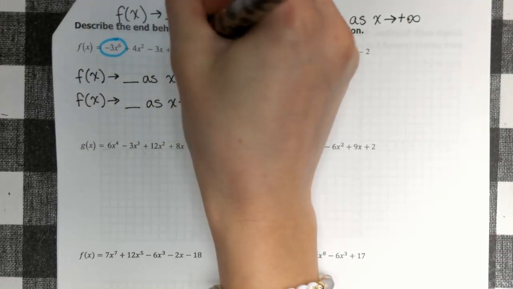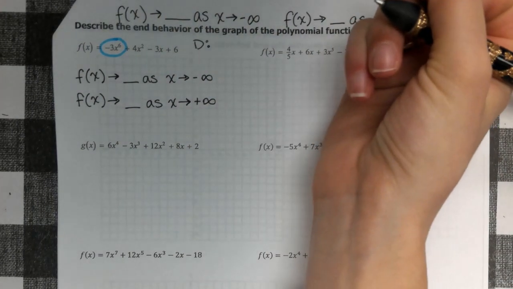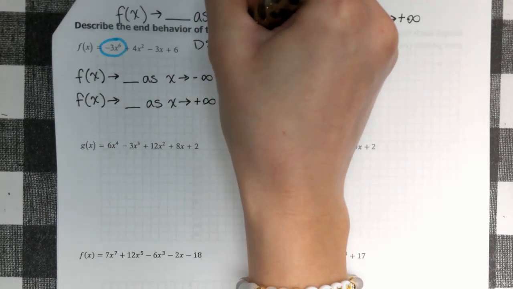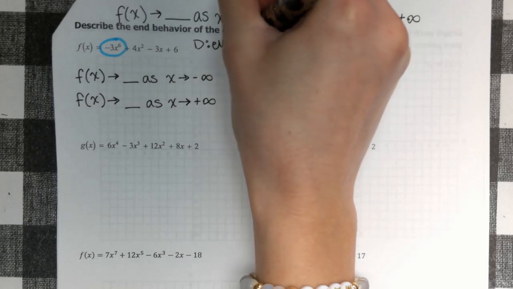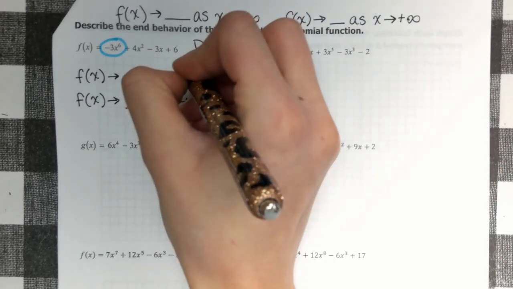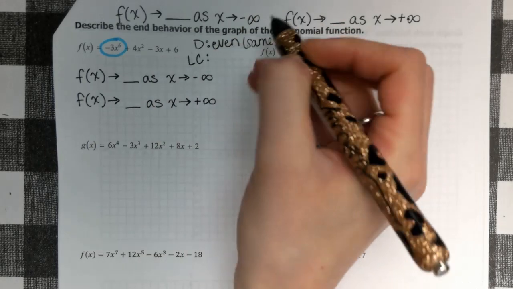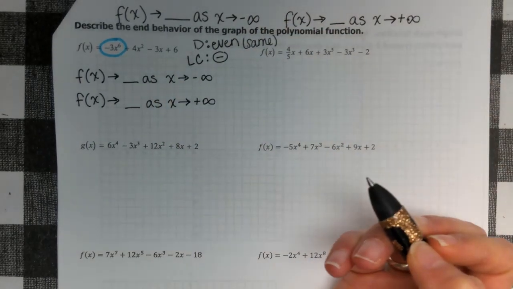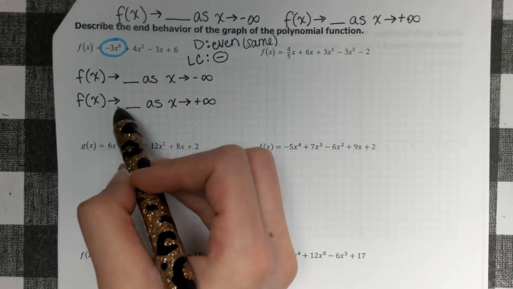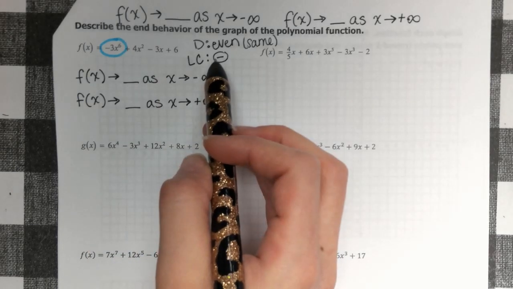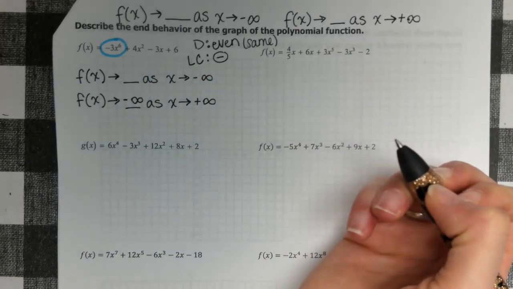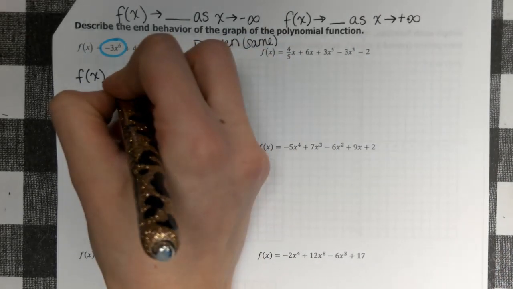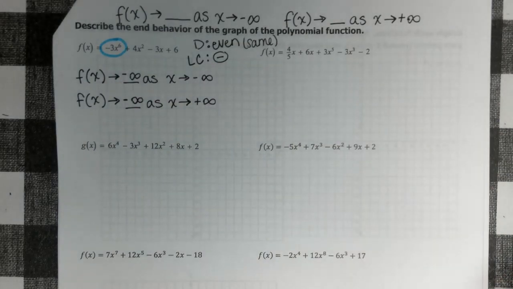So my degree, even or odd? Even. So that means, are they going to be the same or opposite? They're going to be the same. What's my leading coefficient? Positive or negative? Negative. So if it's negative, it's going to end negative, negative infinity. If I know it's even, they're the same, they're both negative infinity. That's it.